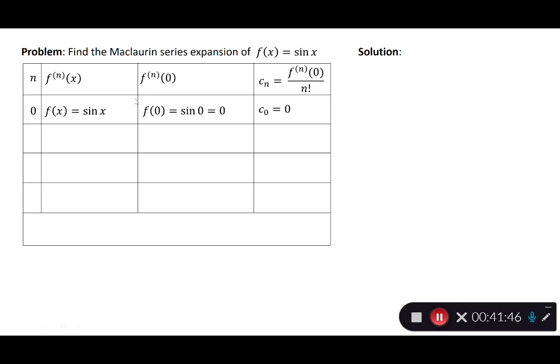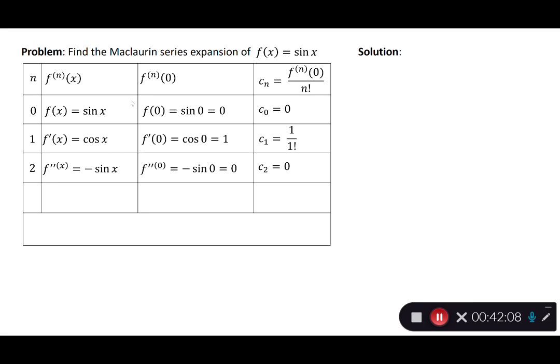Okay? When n equals 1, we have f prime of x, which is cosine x. And so f prime of 0 is cosine of 0, which is 1. And c1 is 1 over 1 factorial. F double prime is negative sine x. Evaluated, you get 0. c2 is 0. Triple prime is negative cosine x. Evaluated at 0 gives negative 1. So negative 1 over 3 factorial.